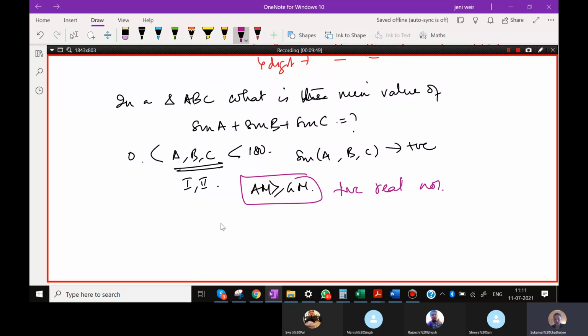Sine A plus sine B plus sine C has to be greater than. Sir, please explain it again.